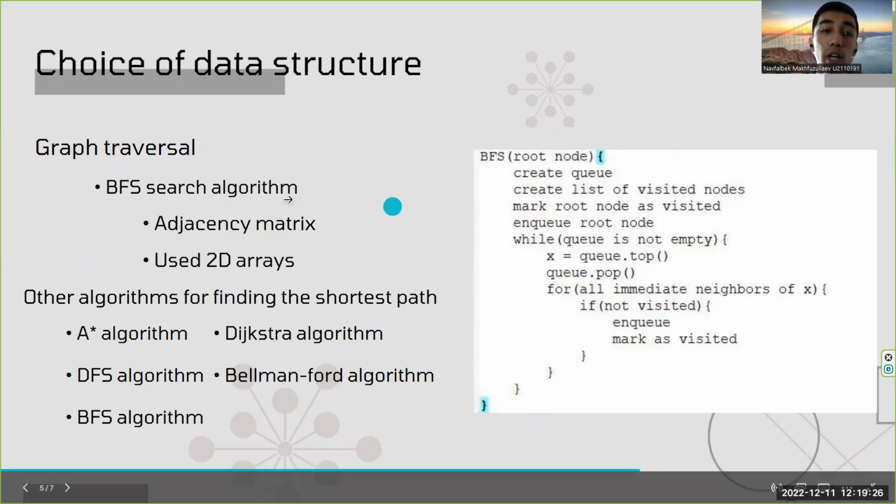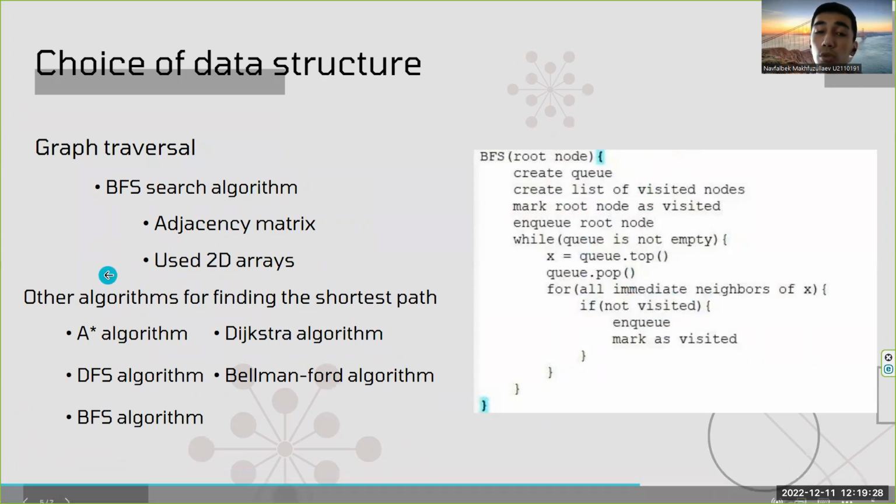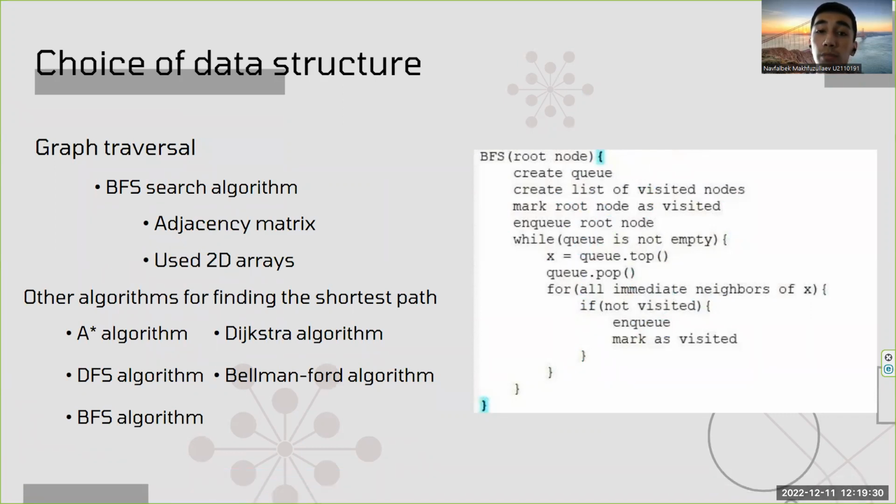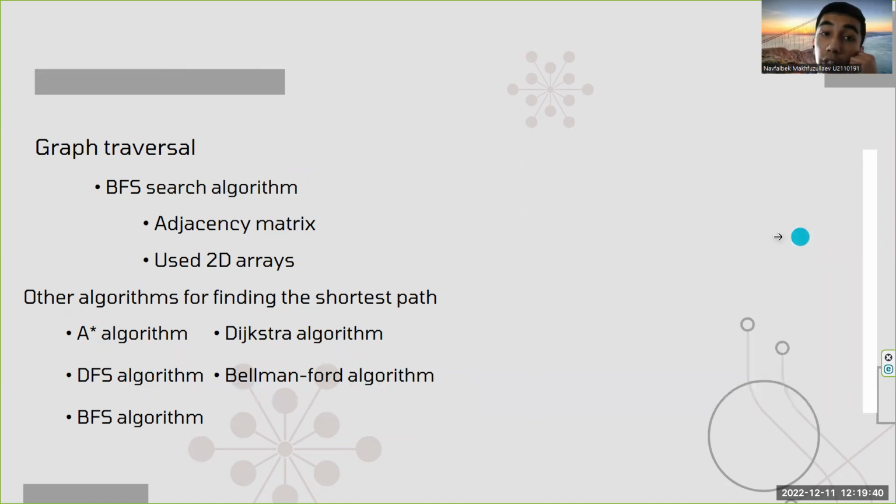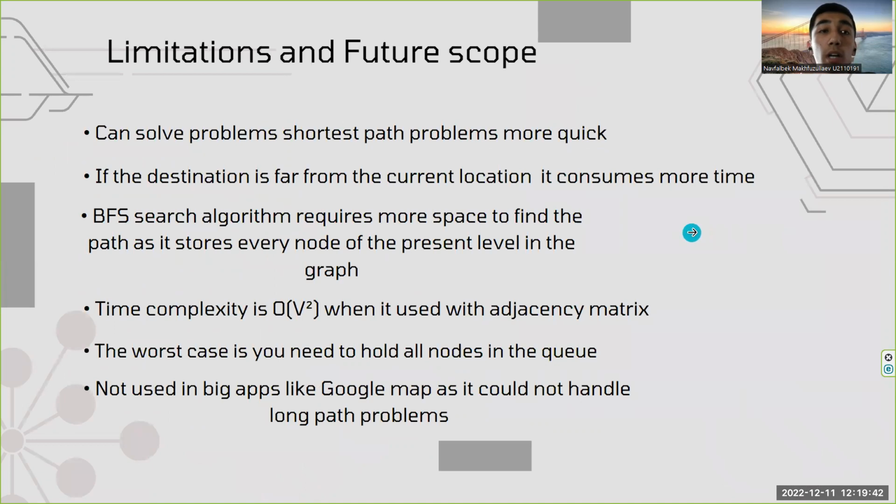the pseudocode of the algorithm. Of course, there are many algorithms to implement it, but I chose BFS because it was a pretty easy one to implement in my program. And there are more algorithms like A star, Dijkstra's algorithm, and Bellman-Ford algorithms to find the shortest path on the graph, right? Let's talk quickly about the limitations and features of the algorithm.